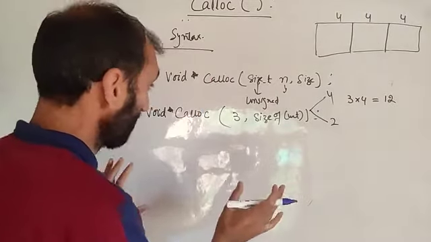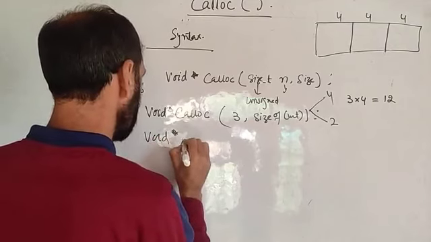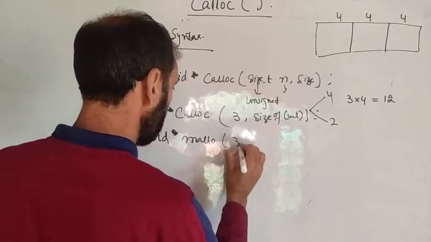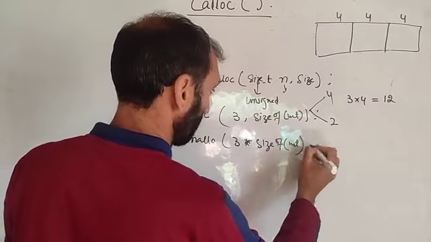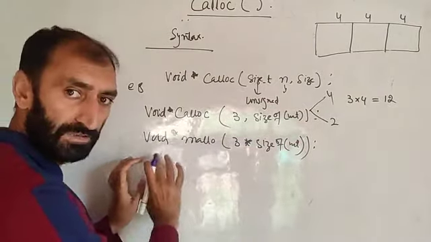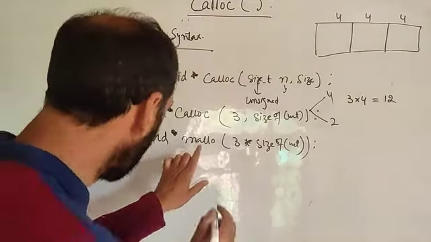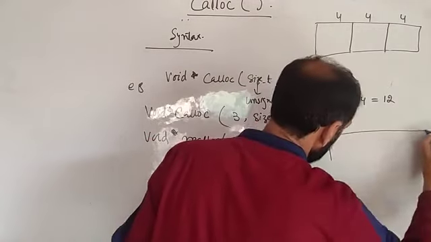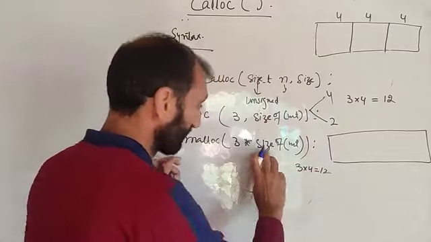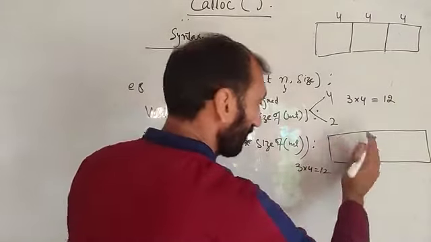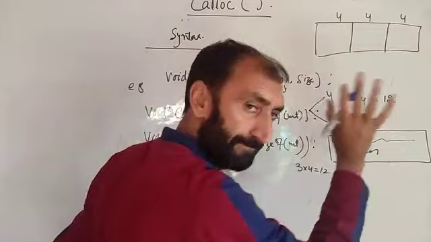But for example, if I write here void* malloc(3 * sizeof(int)). By using this line, if I request the allocation of memory dynamically by using the malloc function, it will allocate 3 into 4, 12 bytes of memory, because the size of int is 4, 4 into 3 equals 12, but in a single block. That means 12 bytes will be allocated in a single block.